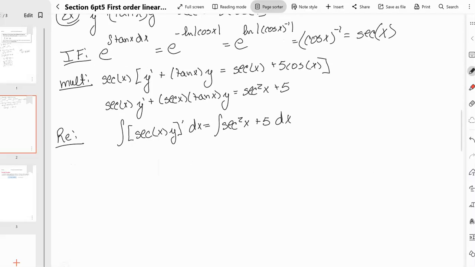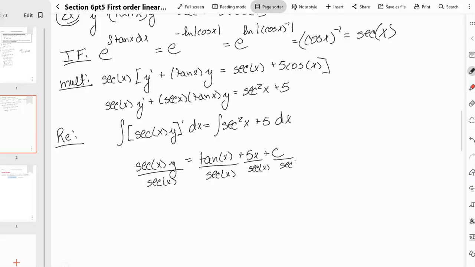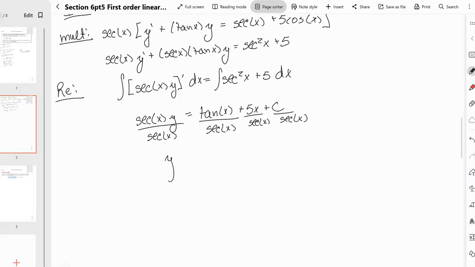And now we're going to integrate both sides, and we are going to do that with respect to x. When I integrate something I want to take the derivative of, I'm going to get just what's inside that bracket, secant of x times y. When I integrate secant squared, I'm going to get tangent, and integrating 5 is going to give me a 5x, and then don't forget the plus c. And then now we're going to divide everything by secant. I'm writing every term so we don't forget. So we're going to get y by itself.